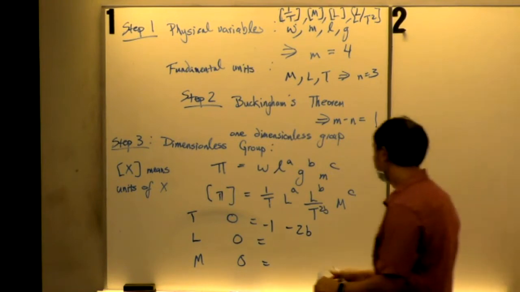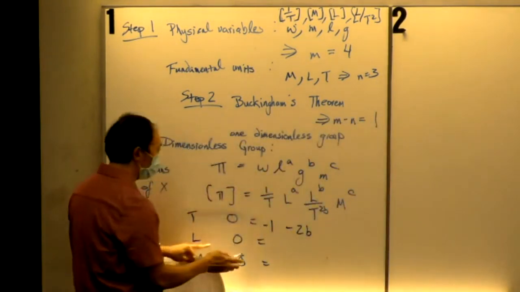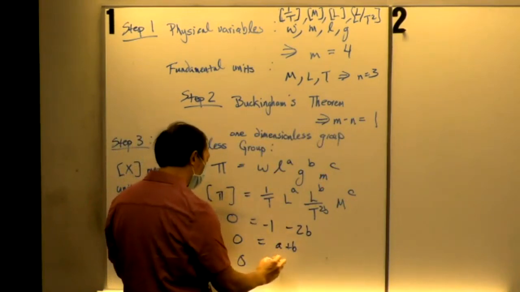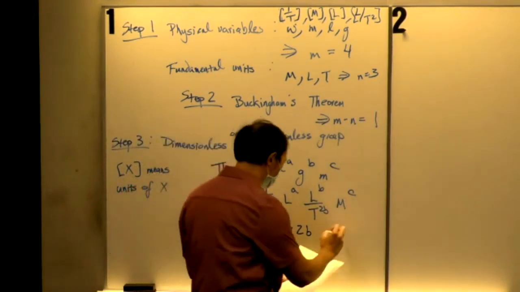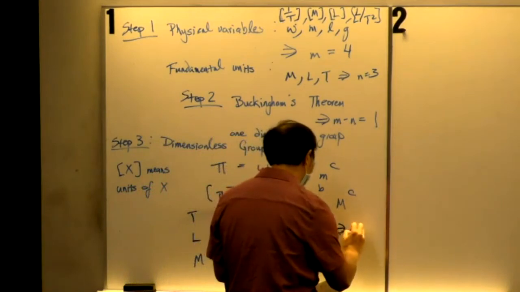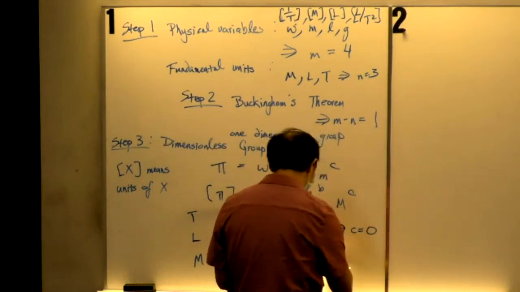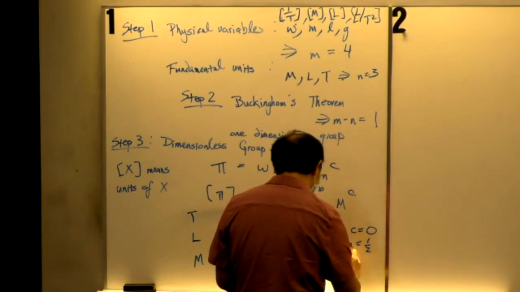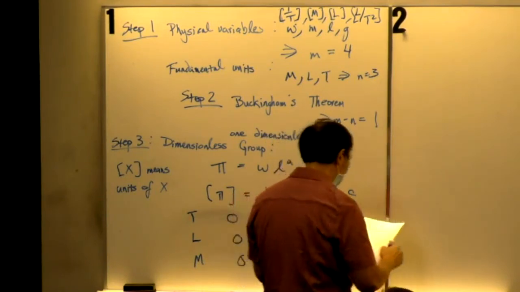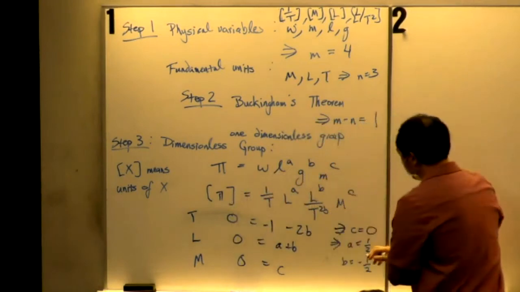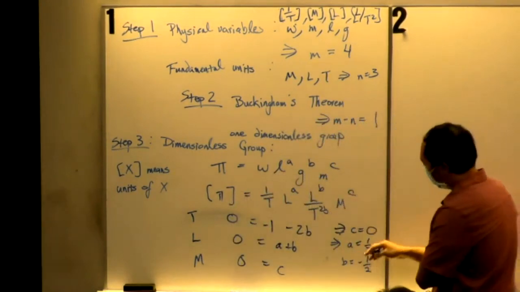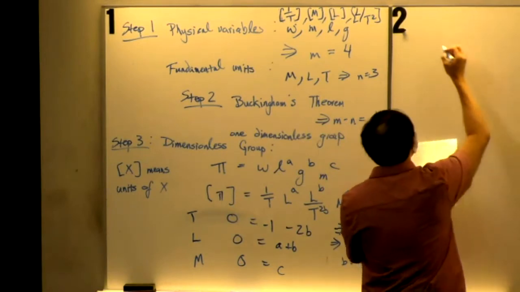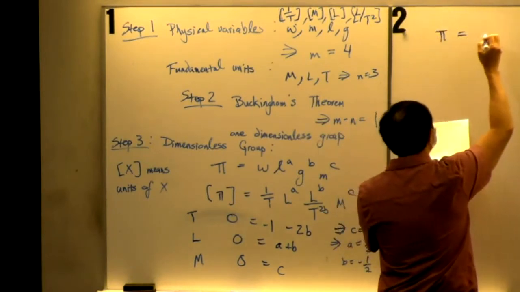All right. So the number of l's, we had a plus b. The number of m's, we only had c. So you solve for this. First, you find out that c is equal to 0. That means c can't appear in the equation. a is equal to 1/2, and b is equal to negative 1/2. Okay. And so this is basically what we are looking for. How many a's, b's, and c's we get? And we get this final expression, pi is equal to omega.